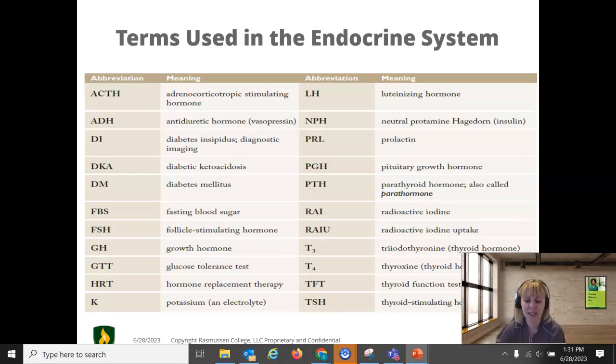We also have TSH, T3, and T4, all produced by the thyroid. And as you can see, TSH is your thyroid stimulating hormone. T3 is triiodothyronine, or the thyroid hormone. And T4 is thyroxine, which again is a thyroid hormone. Now, Chapter 14 does go on to discuss other diseases that are associated with the endocrine system, but I am going to leave that for you to read on your own accord.